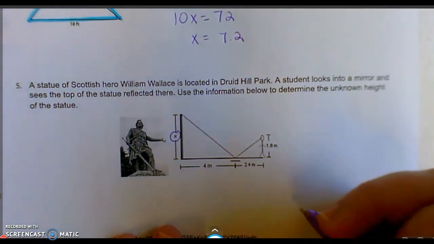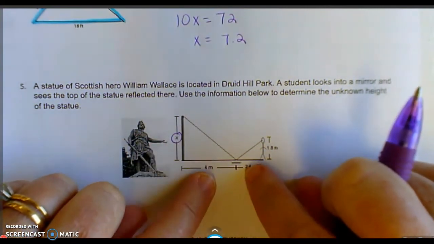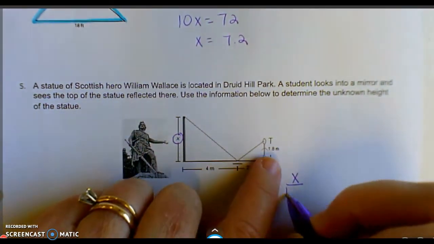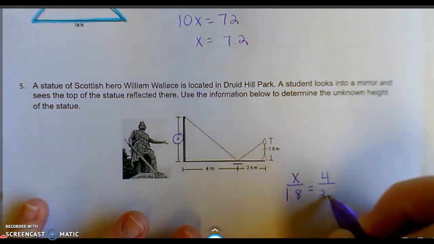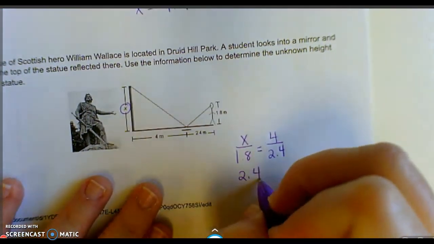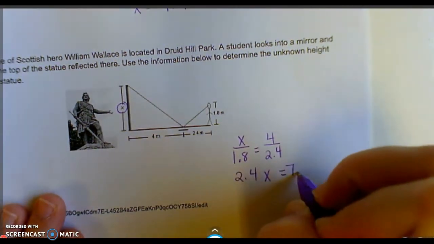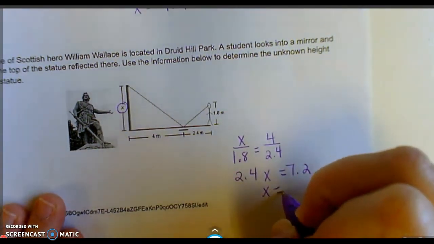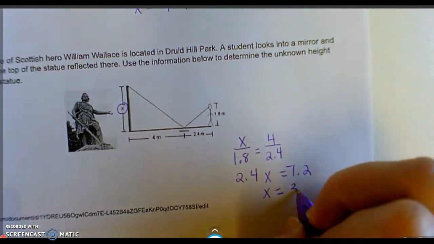So these two triangles are similar, and we'll just set them up. These sides compare and these sides compare. So we'll have x over 1.8 equals 4 over 2.4. Cross multiply and solve, so we have 2.4x equals 1.8 times 4, which is 7.2. Divide by 2.4 and you get 3.